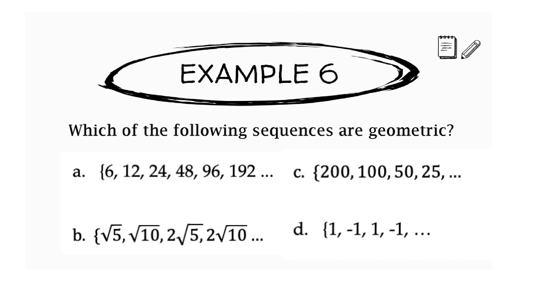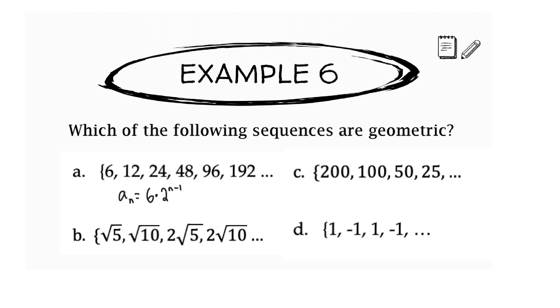If you decided that they all are geometric sequences, then you can pat yourself on the back because they are. The very first one, letter A, has a common ratio of 2. And if we wanted to describe this sequence, we would say a sub n is equal to 6, the first term, multiplied by 2 to the n minus 1.